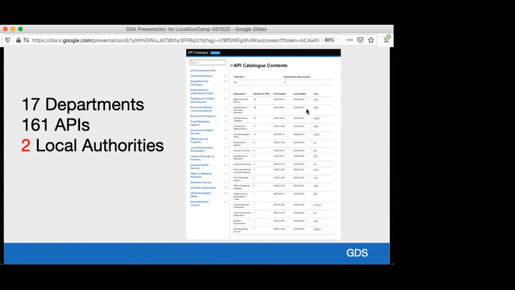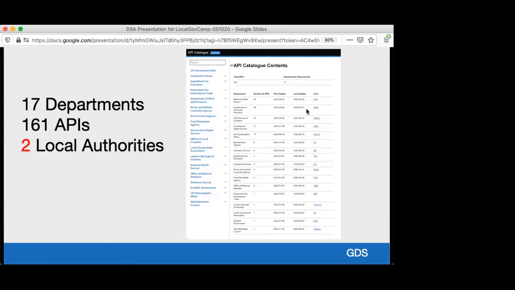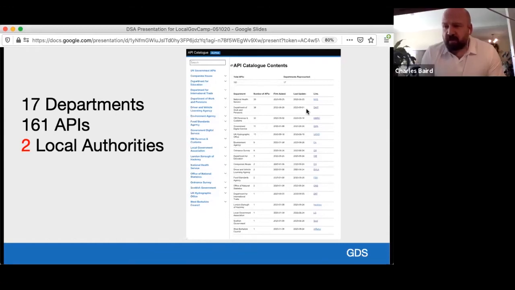But equally, we're aware that it's not really viable for us to ring up every data chief across every local authority and every arm's length body and every government agency across the country and say, oh, can we have your APIs? Let's put them into the catalogue. We need to build a community around it, get a wider input into this.